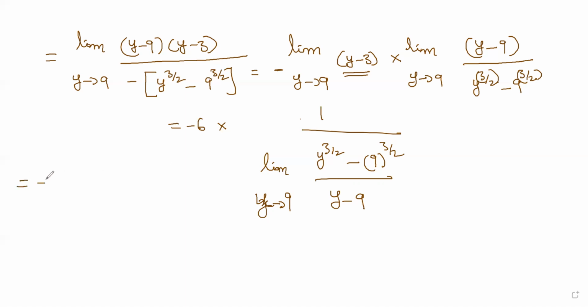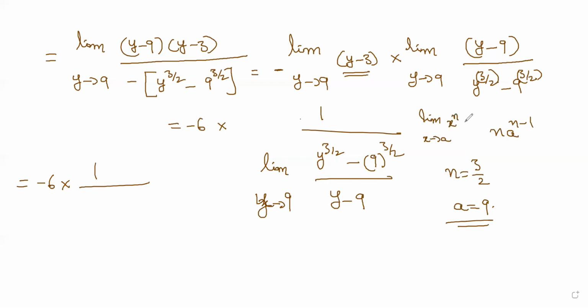So it becomes minus 6 into 1 by n into a power n minus 1. The n value is 3 by 2, and the a value is 9. We just did the formula yesterday: n into a power n minus 1, for limit x tends to a of x power n minus a power n divided by x minus a. So n is 3 by 2, a is 9, and 9 power 3 by 2 minus 1.